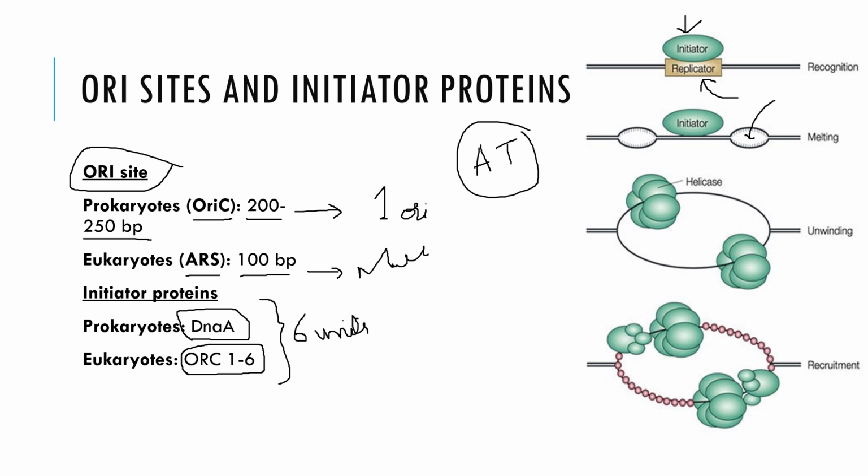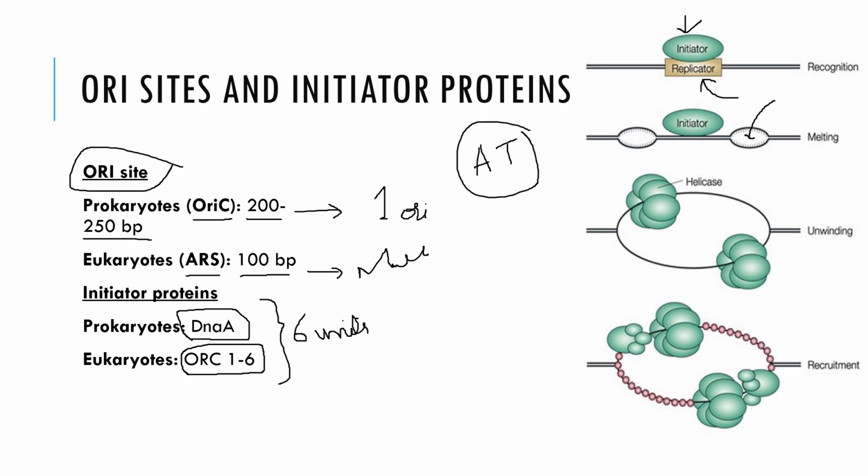Helicase cannot be loaded until there is a single strand. Helicase cannot be loaded on the double strand. If there is a single strand, then helicase can be loaded. So all these preparations are done for the loading of helicase, because if there is a single strand then helicase can be loaded. If there is no single strand then helicase cannot be loaded.